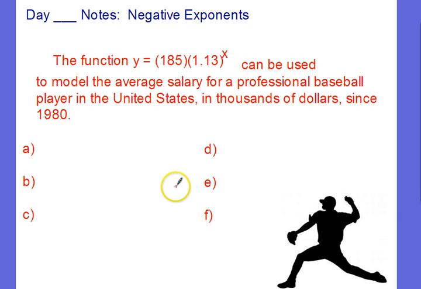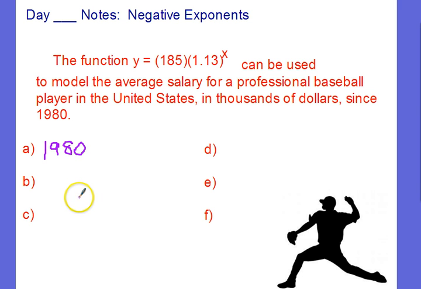So the function y equals 185 times 1.13 to the x can be used to model the average salary for a professional baseball player in the United States in thousands of dollars since 1980. So the first question on our note packet says, what year is represented by an x value of 0? So if x were 0 here, that would actually be our base year of 1980. So for letter A, if you're following along with the notes, that's 1980.